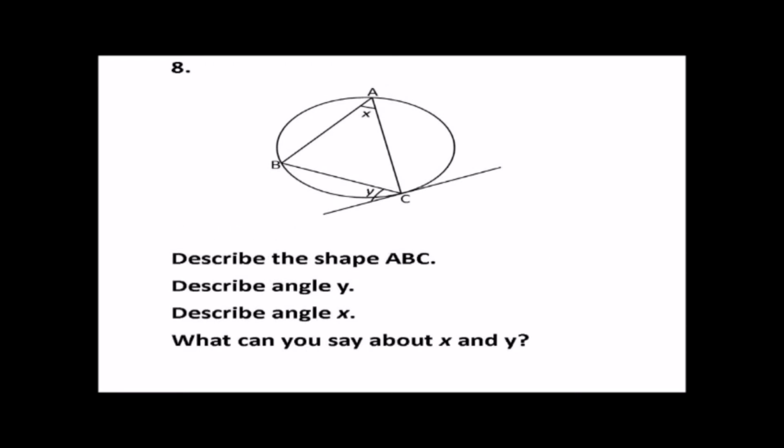And we move on to number 8. Describe the shape ABC. Again, depending on how it's drawn, you can describe the name of it. The name isn't important. What's important is describe angle Y and then describe angle X. Where is angle Y and where is angle X? What can you say about X and Y?